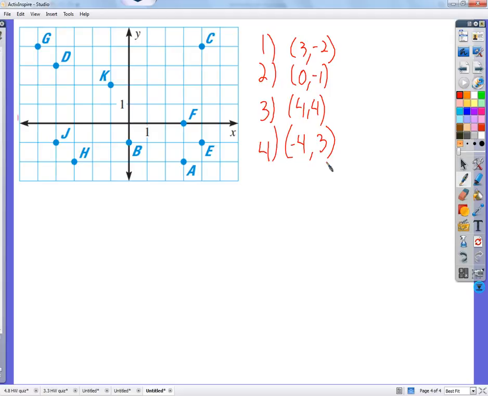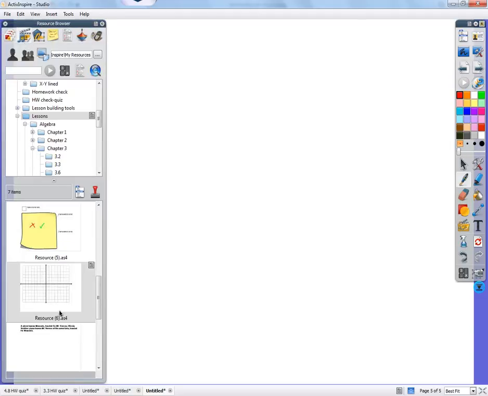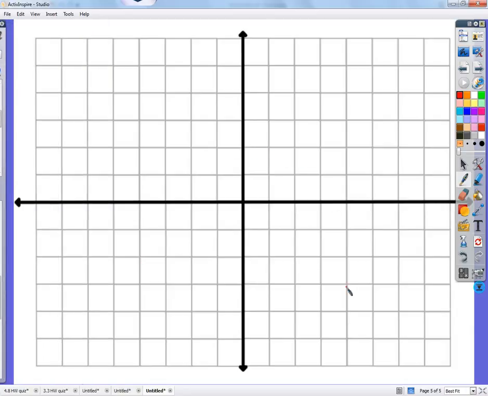Okay. We get the basics of the coordinate plane. So there's some labels to put on here. We've already labeled this the x-axis and this the y-axis. This is in the positive direction, this is the negative direction. Up is positive, down is negative.